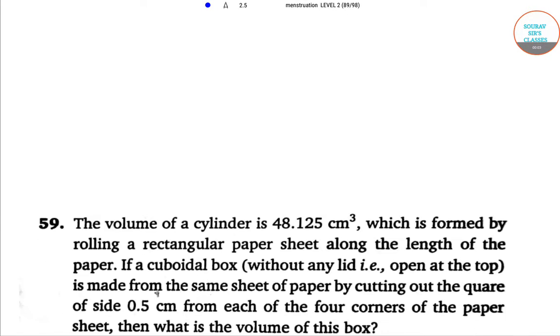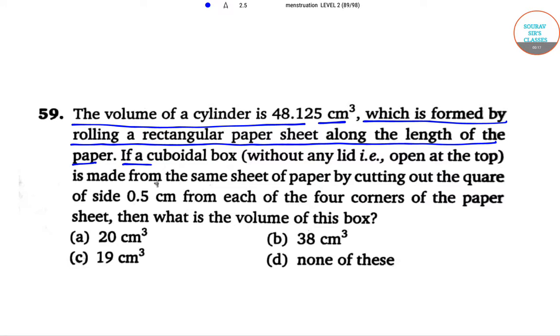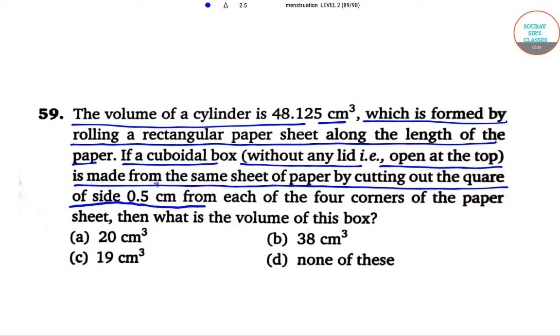Let's discuss a problem regarding mensuration. The volume of a cylinder is 48.125 centimeter cube, which is formed by rolling a rectangular paper sheet along the length of the paper. If a cuboidal box without any lid, that is open at the top, is made from the same sheet of paper by cutting out a square of side 0.5 centimeter from each of the four corners of the paper sheet, then what is the volume of this box?